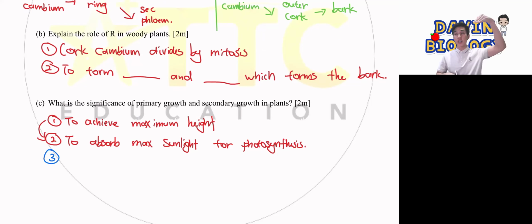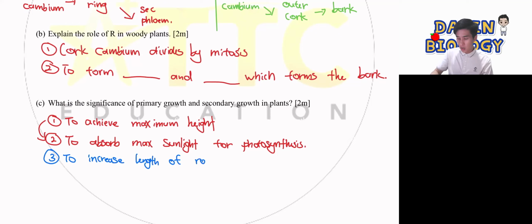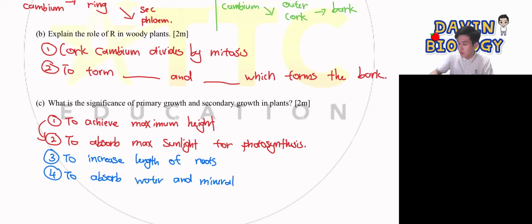Then another thing you can say is the roots. So other than height, for roots you can say it is to increase the length of roots. Obviously, roots go down, absorb water, absorb mineral salts, right? Easy. Absorb water and mineral salts. You also can say to provide mechanical support because as the roots go down, you have more surface area. The roots can grab onto the soil and provide support also basically. Okay, this is actually primary growth.